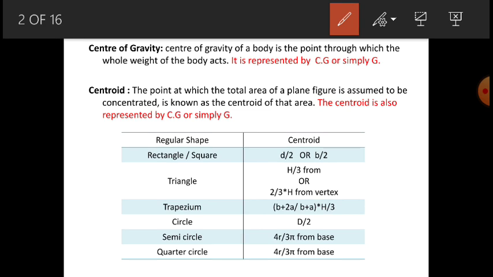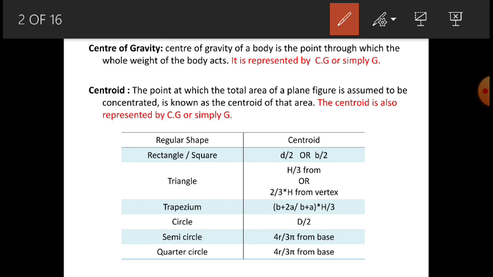Next is the trapezoid, or trapezium. Here is the formula: b is the bottom width and a is the top width. So it is (b plus 2a) by (b plus a) into h by 3 from the base. This formula will help you find the center of gravity with reference to the base. From the base you are going to measure the center of gravity.